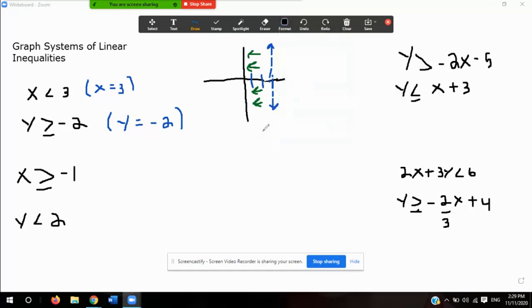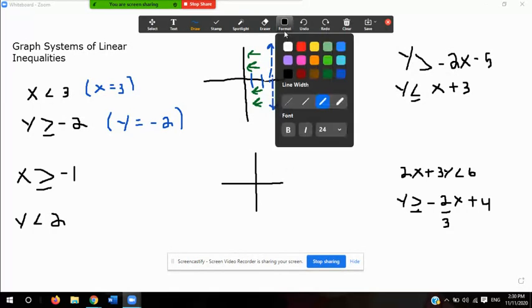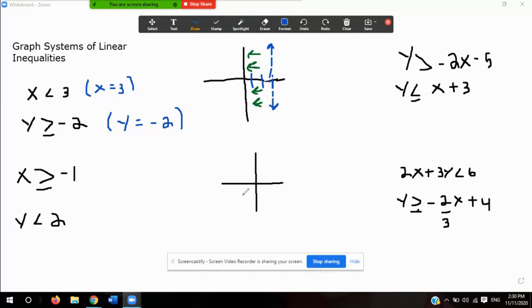So let me go ahead and draw the coordinate plane down here. And I know again that y is going to equal negative 2. So if y equals negative 2, I'm not going to have a vertical line like I did in the other one. I'm actually going to have a horizontal line. So the first thing I'm going to look for is negative 2. If I graph my inequality, I know that negative 2 is down here. Now what I'm going to do is draw a horizontal line.